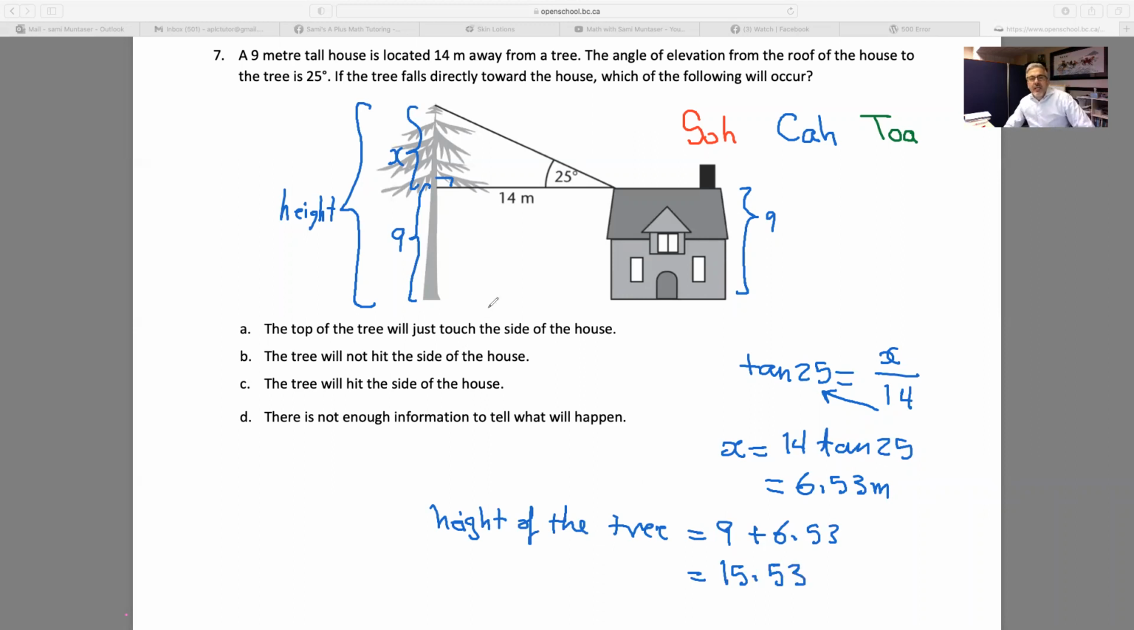So definitely this tree will hit the side of the house because this is 14, and if the tree is 15.53 meters long, when it falls, it's going to hit the side of the house right there. So that's the answer for that.